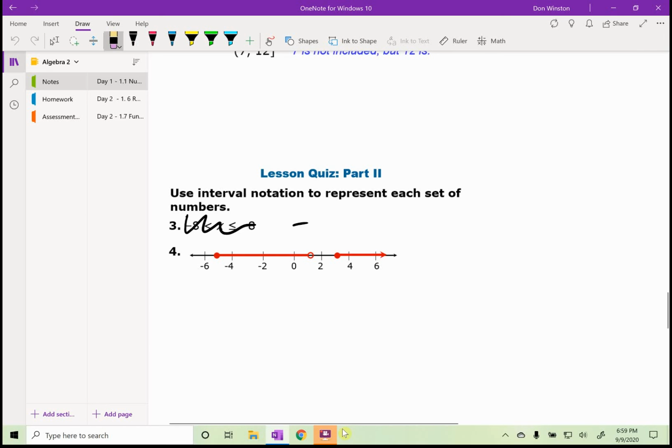Oops. I'm using infinity. So x is greater than -8 and less than or equal to -2. So do that one. Write that using interval notation, and then write this one using interval notation as well. All right. Pause the video and see how you do.